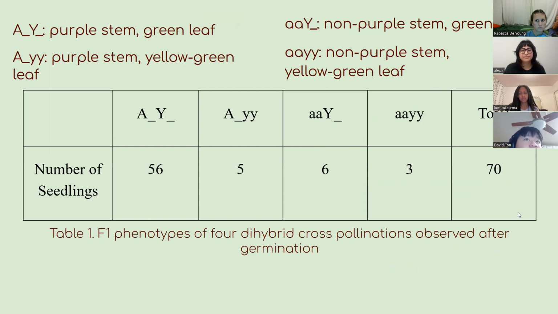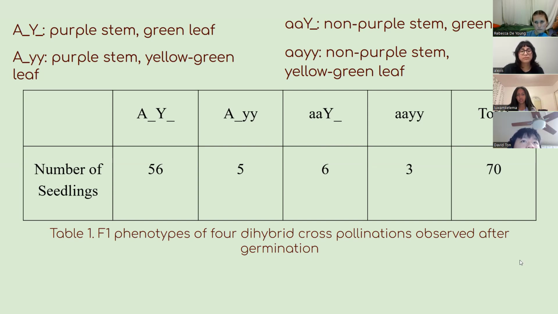For our results, we analyzed 70 F1 seedlings for stem and leaf color to observe its inheritance. Table 1 shows the observed phenotypes. The majority, 56 out of the 70, had purple stems and dark green leaves. Much smaller numbers appeared in the other categories, with 5 of them having purple stems and yellow-green leaves. 6 of them had non-purple stems and dark green leaves, and only 3 had non-purple stems and yellow-green leaves.